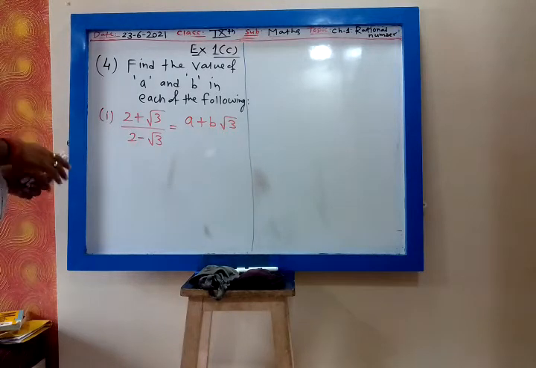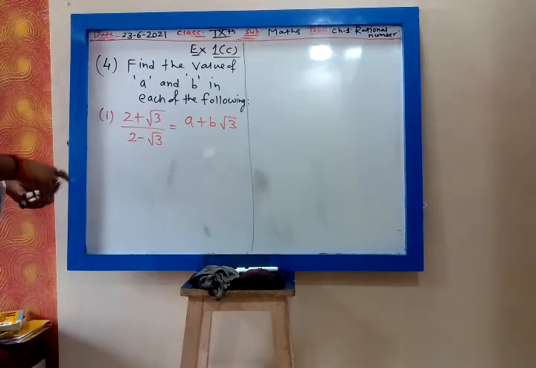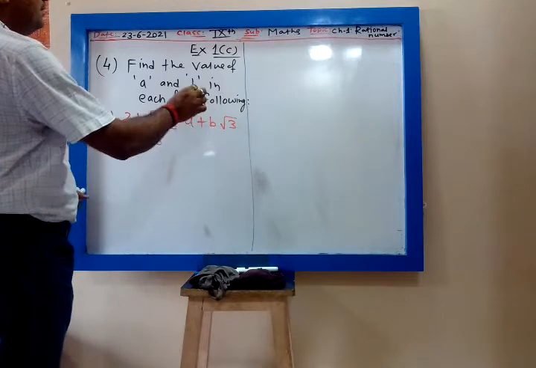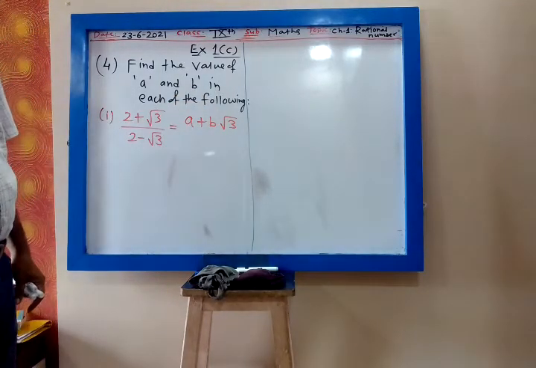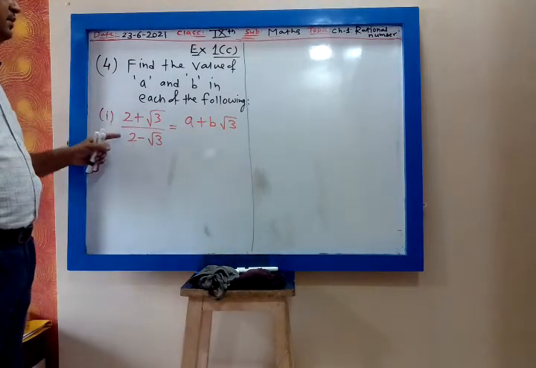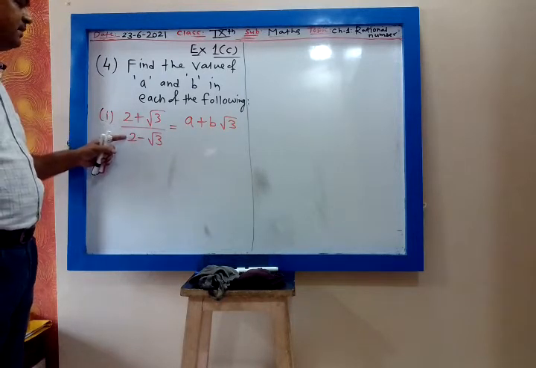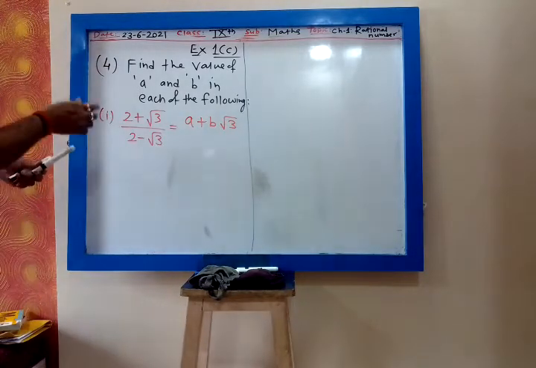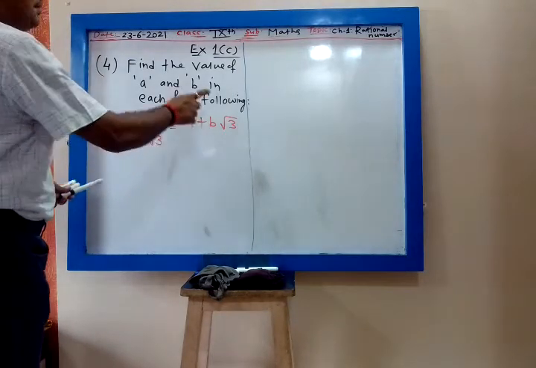If you see this problem, there are two sides, left hand side and right hand side. On the right hand side there is one single irrational number, and on the left hand side it is a division of two irrational numbers. So we simplify the left hand side and then compare it with the right hand side. That is the working method.